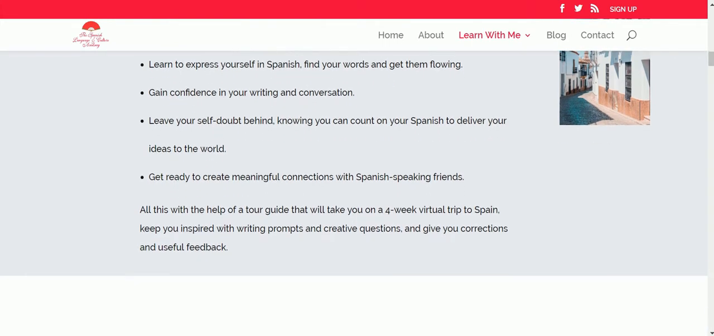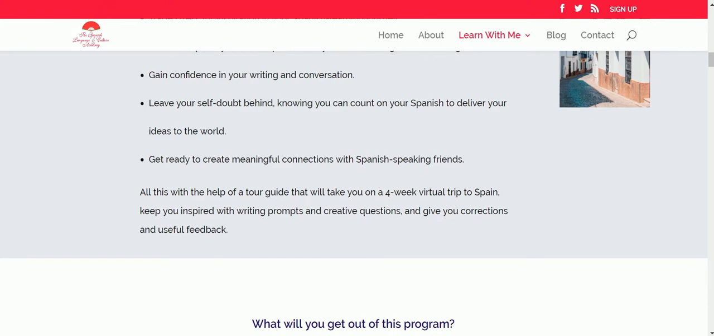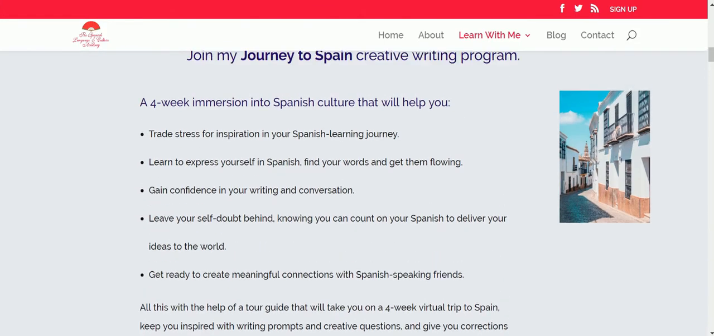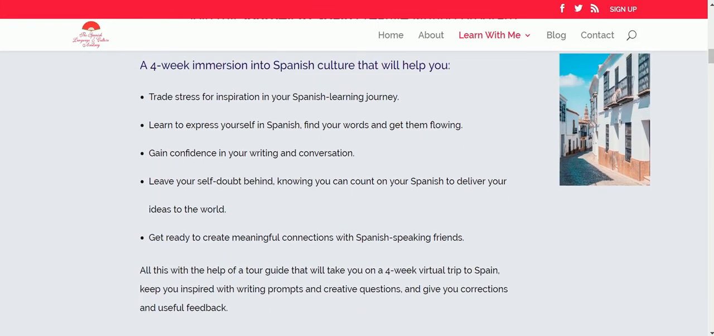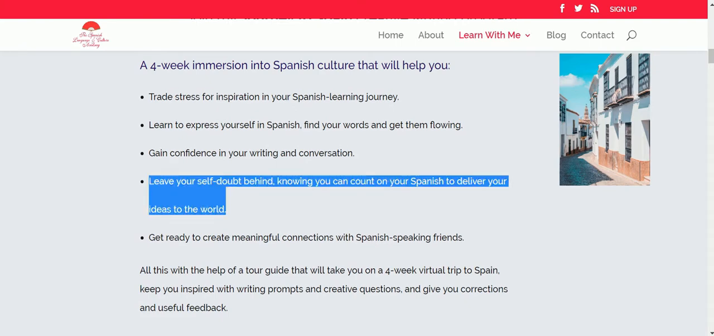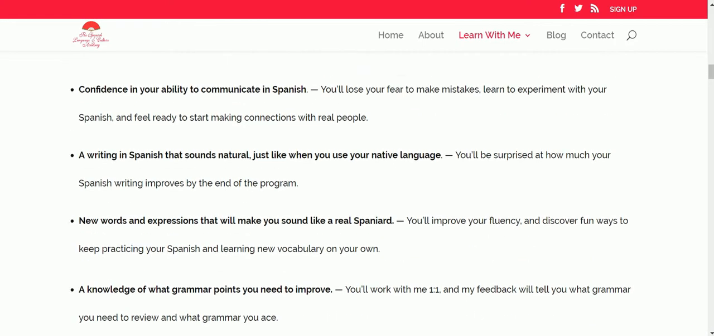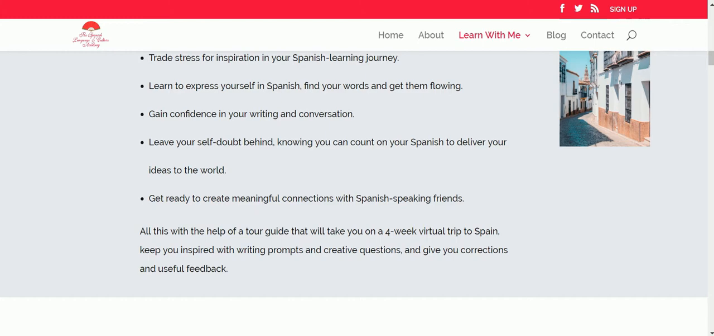"All this with the help of a tour guide that will take you, keep inspired." Okay, you can leave this. Sorry, I forgot to mention, this is a problem you have everywhere on your website. You see the distance between the individual lines in the paragraphs. It's the same distance as between the paragraphs, as you would see here especially. So this becomes difficult to understand. Is the sentence continuing, or is it a new paragraph?